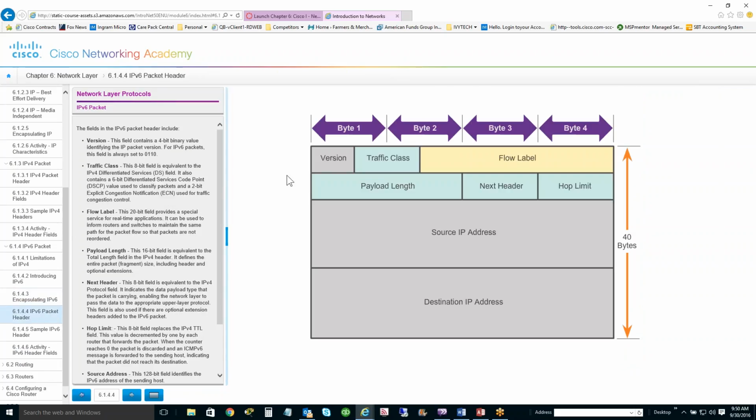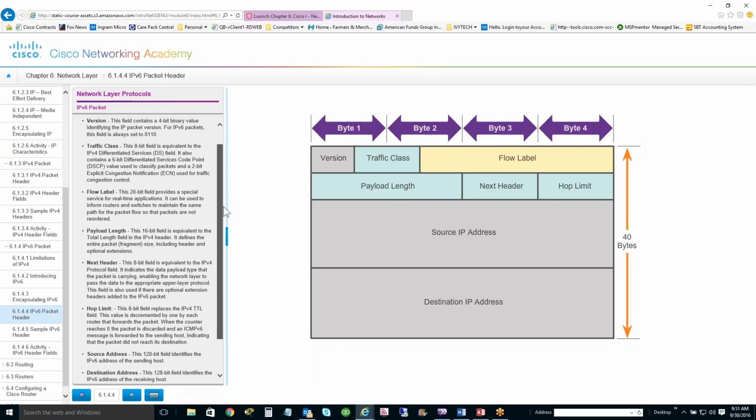So the IPv6 header has the same kind of structure. Each one of these rows represents 4 bytes, so you've got 4 bytes here, 4 bytes here, 4 bytes here, etc. And it goes down to a total of 40 bytes for the total IPv6 header. The IPv6 packet is larger than an IPv4 packet in terms of total number of bytes.